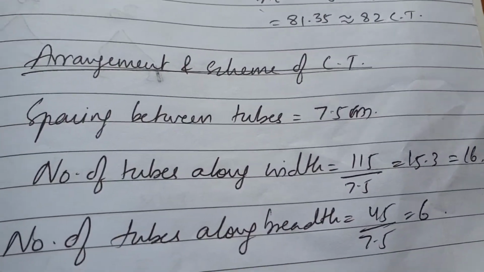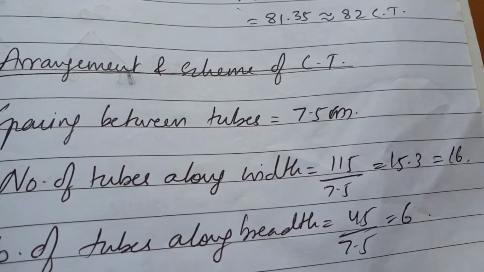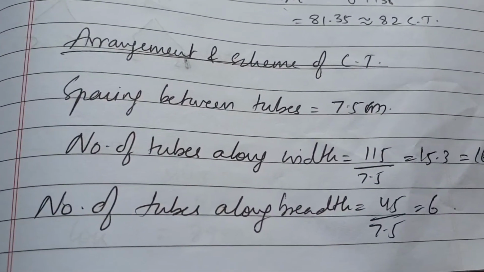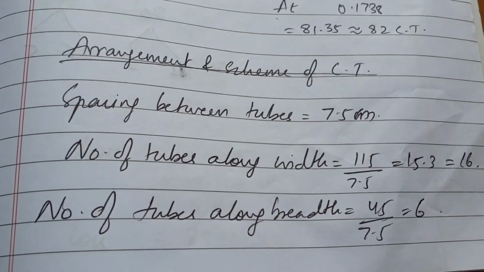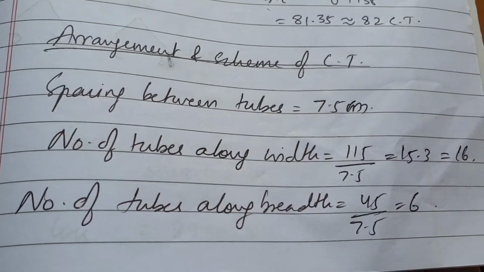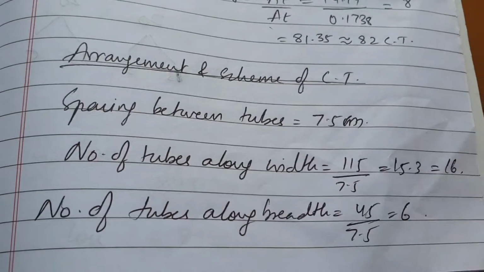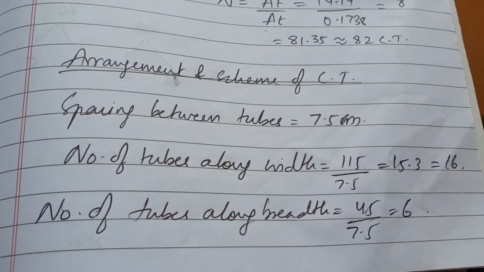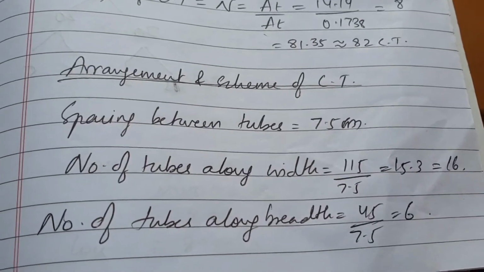By mistake I have written 16 here. Take it as 15. Next, the number of tubes along breadth is calculated as breadth of tank divided by 7.5, which is nothing but 6. So it means that the number of cooling tubes to be placed along width are 15 and along breadth are 6.